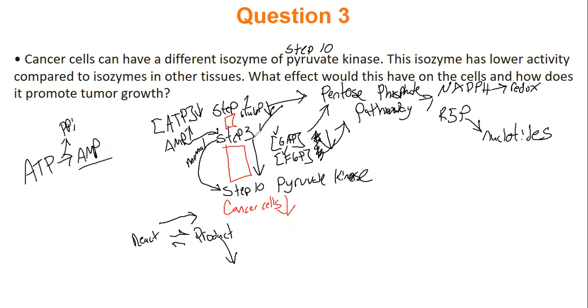And I never said it, but I probably should have. Instead of saying step 3, remember that's phosphofructokinase, PFK, the enzyme in step 3. I was just being a little lazy and saying step 3 there. And step 1 is hexokinase. Those are the enzymes responsible for steps 1, 3, and 10.